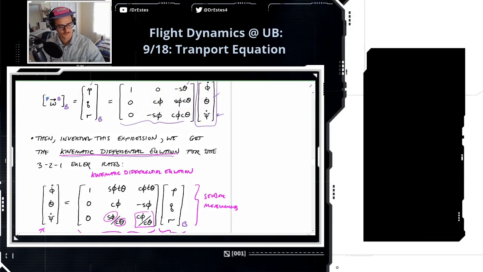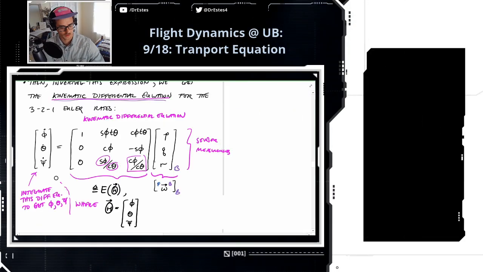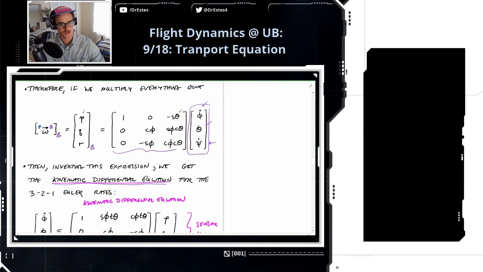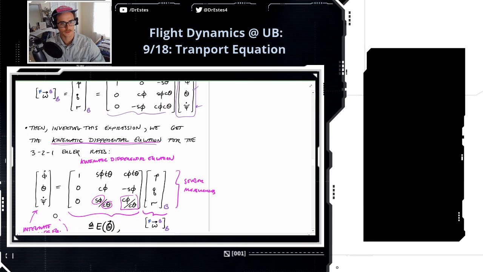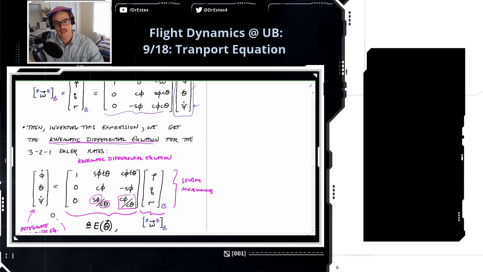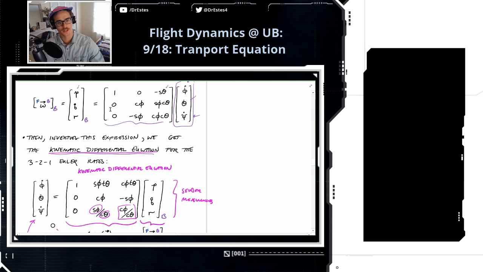This final matrix, after we take the inverse, we call that E. So I'm trying to get E, but I'm starting here. So I'm calling this the inverse of E. So I'm going to make this matrix right now. And like I said, it's only a function of theta and phi.